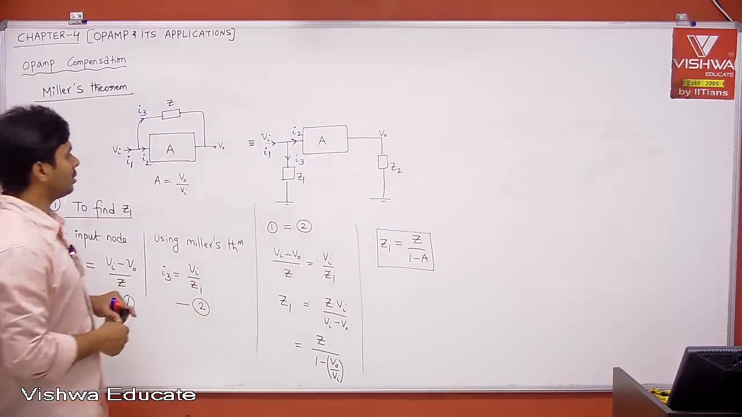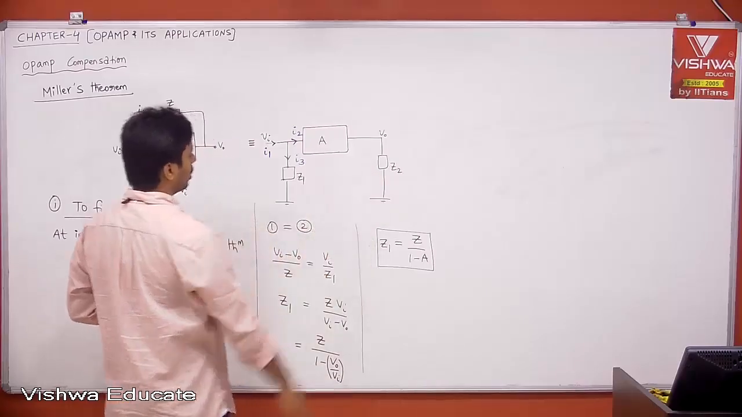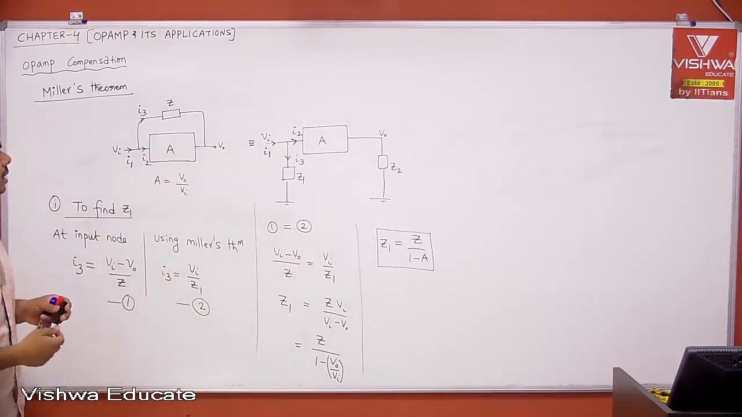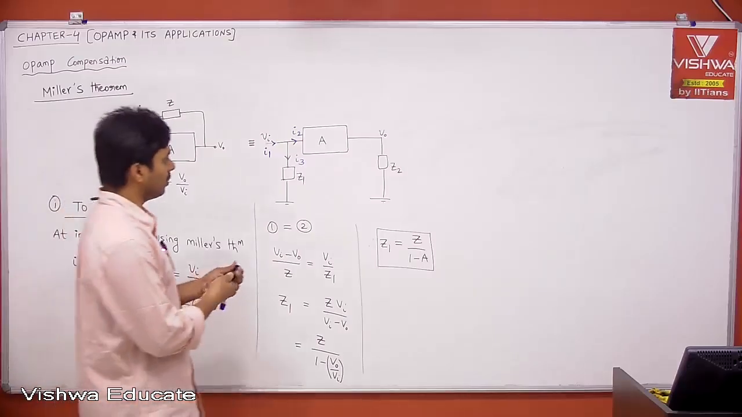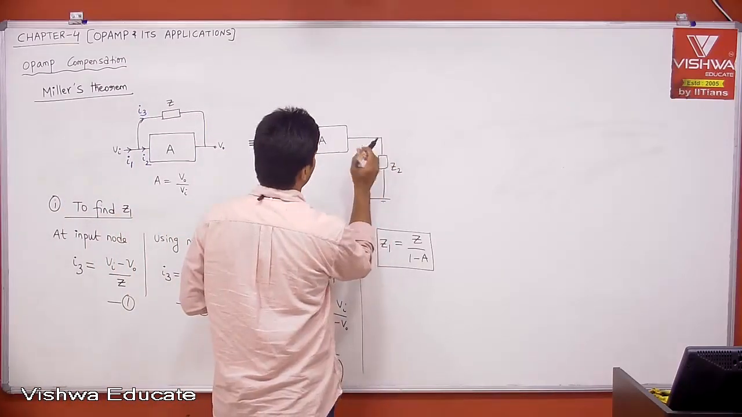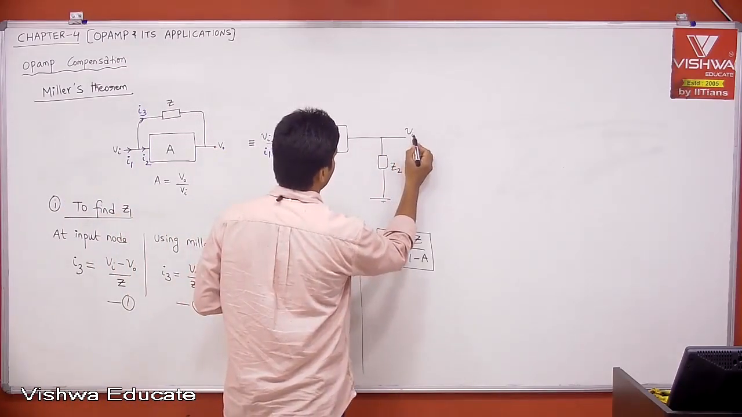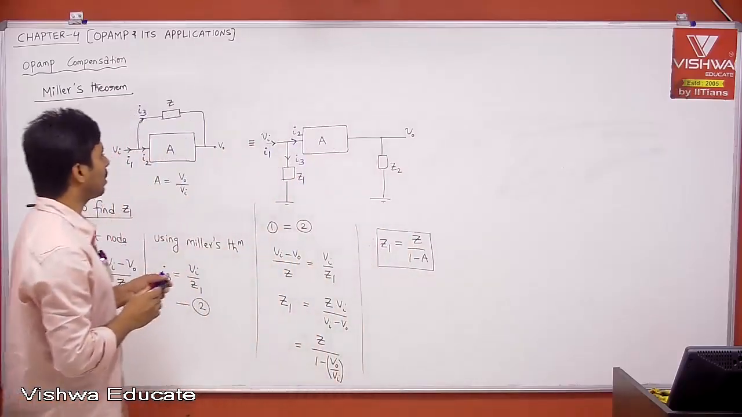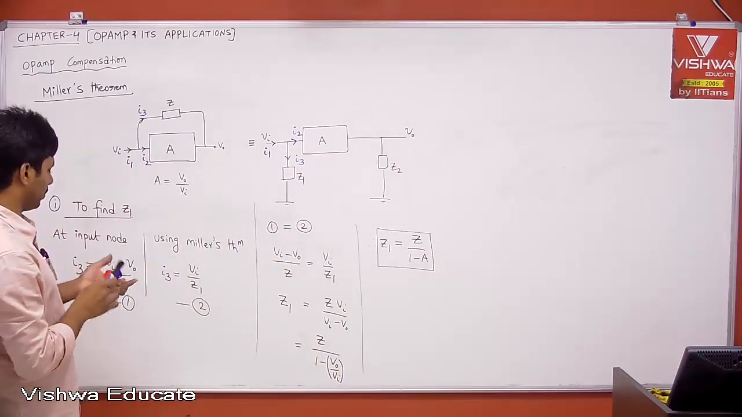In the same way, we need to find Z2 with respect to the Z and all, right? How will you do that? Just to do that, this is nothing but your V naught. This is V naught. Now to make both of them equal, this is at input node.